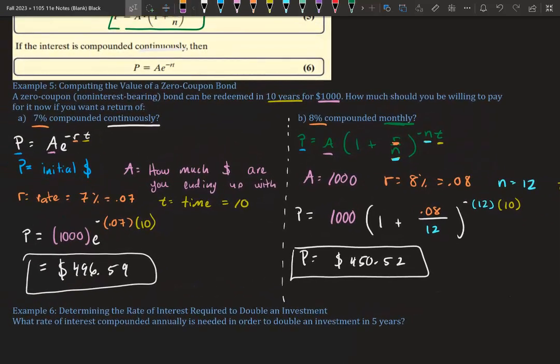So if I asked what's the better deal, A is the better deal because you have to put in about $4 less to earn $1,000 in 10 years. So what part A is actually saying, for a return of 7%, you're going to pay $496.59 for the bond right now. For a return of 8%, that's part B, you pay $450.52 for the bond.